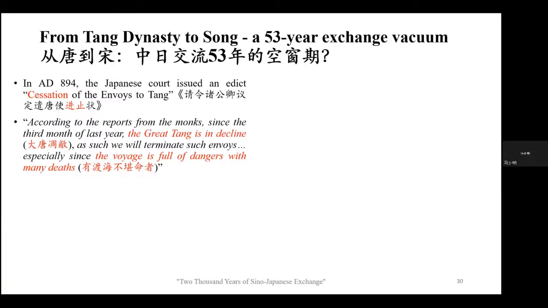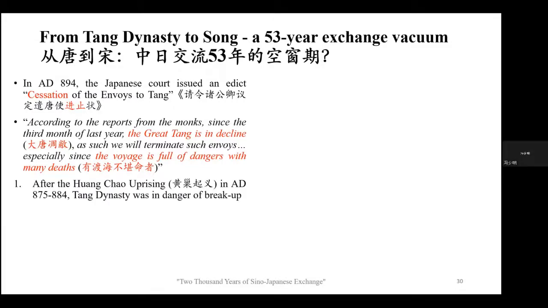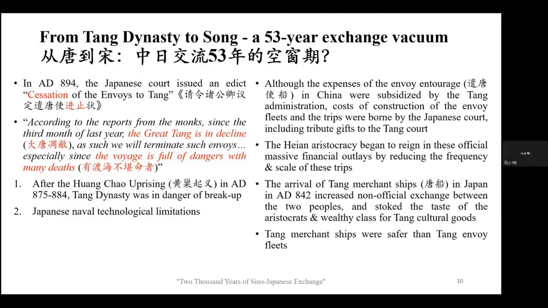So as the Tang dynasty was ending, the Japanese thought that they had already learned enough and stopped the visits, right? Because it is too dangerous. And also they saw that after the Huang Chao uprising, the Tang dynasty was in danger of breaking up. So there was actually a 53-year exchange vacuum between Tang China and the Japanese.